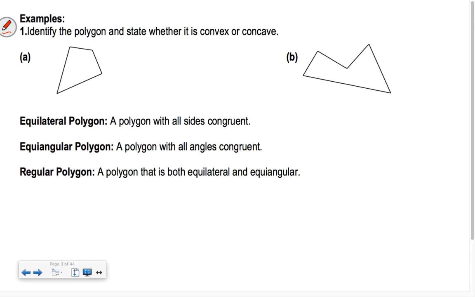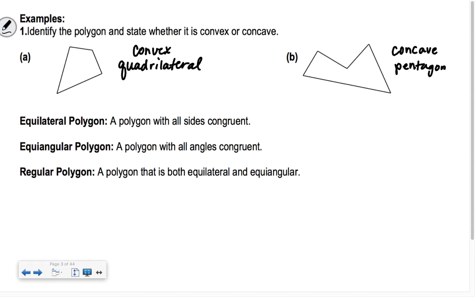All right, so identify the polygon and state whether it's concave or convex. So how many sides does it have? 1, 2, 3, 4. So it's called a quadrilateral. Is it convex or concave? Convex. So it's a convex quadrilateral. The next one has 1, 2, 3, 4, 5 sides. So it's a concave, and then what's the word? Pentagon. You got it. So you can name these things.